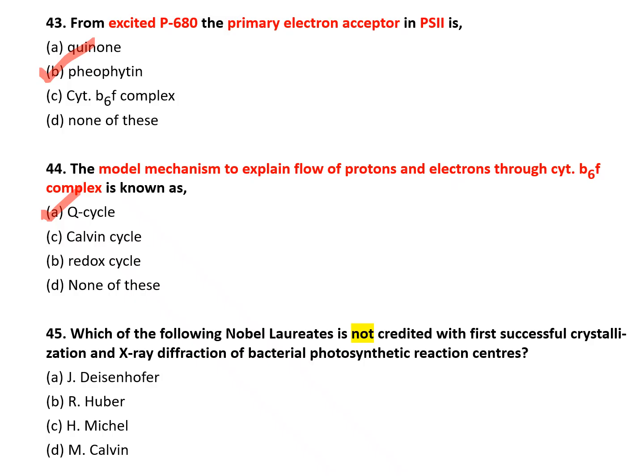The next question, number 45. Which of the following Nobel laureates is not credited with the first successful crystallization and X-ray diffraction of the bacterial photosynthetic reaction center? Option A, J. Deisenhofer; option B, R. Huber; option C, H. Michel; option D, Melvin Calvin. The correct answer is option D, Melvin Calvin.